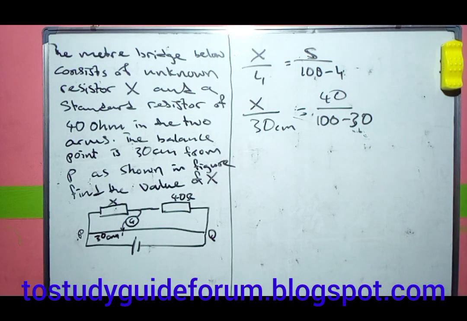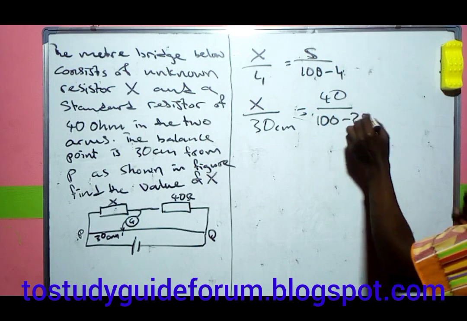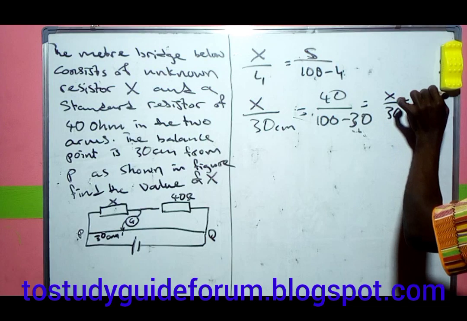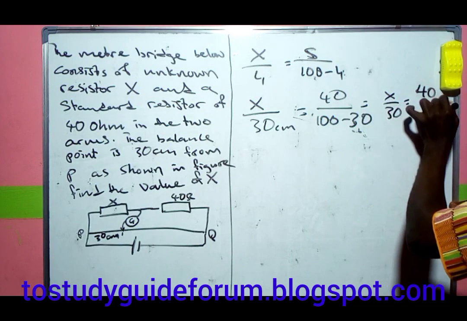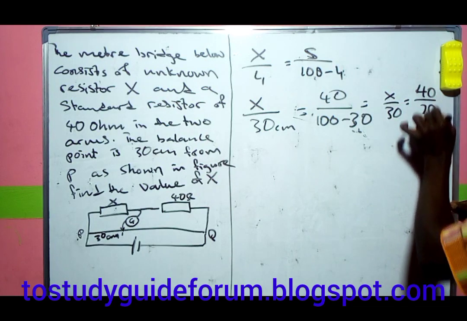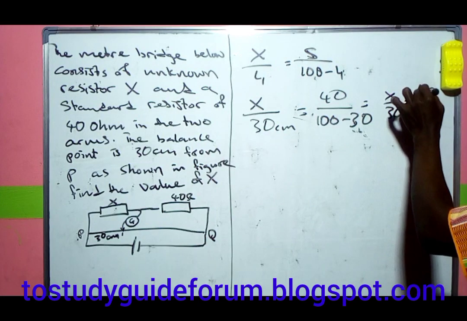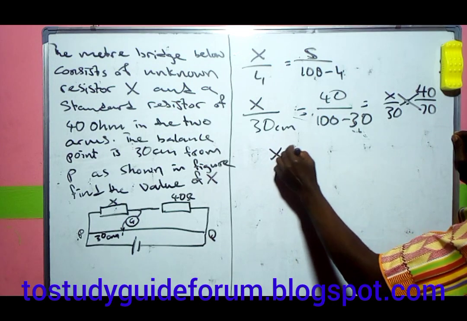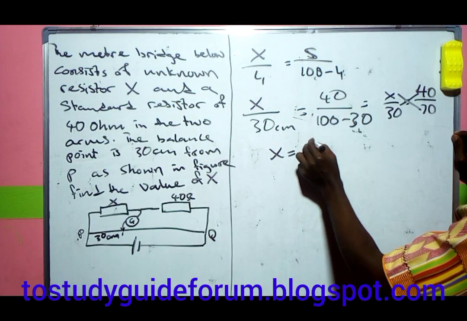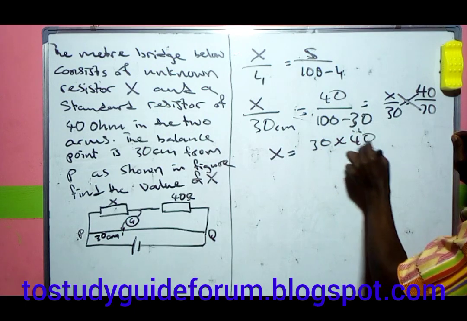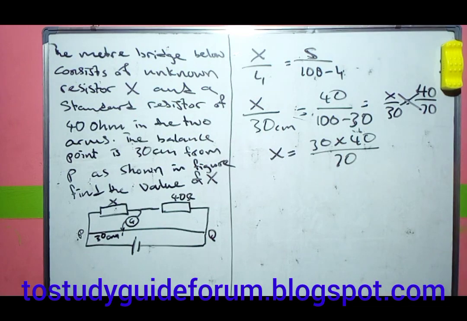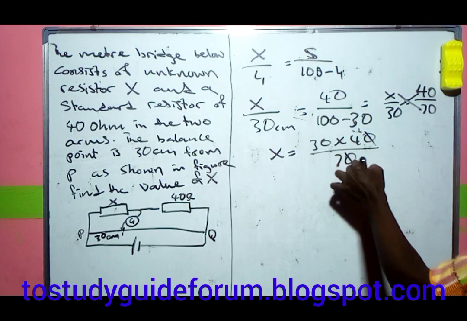So 100 minus 30 will give us 70, so x over 30 is equal to 40 over 70. When we cross multiply, x is equal to 30 times 40 all over 70. So what we'll do here is perhaps we can just cancel out.